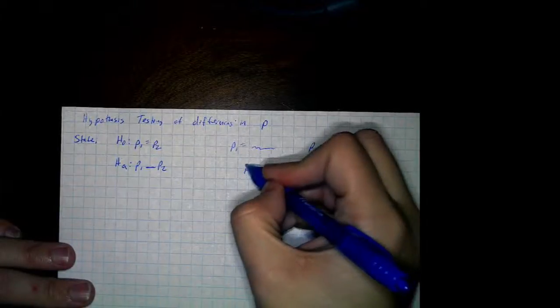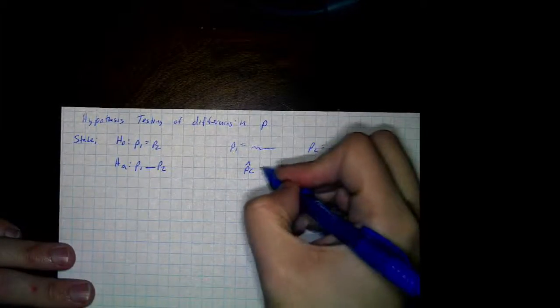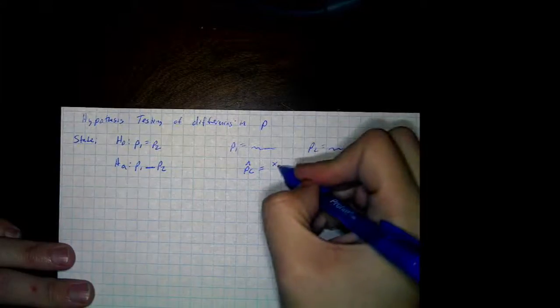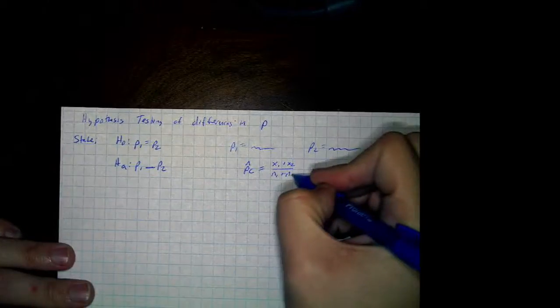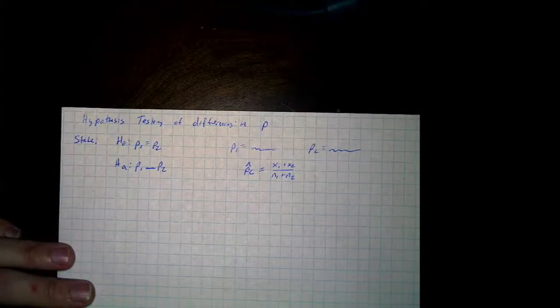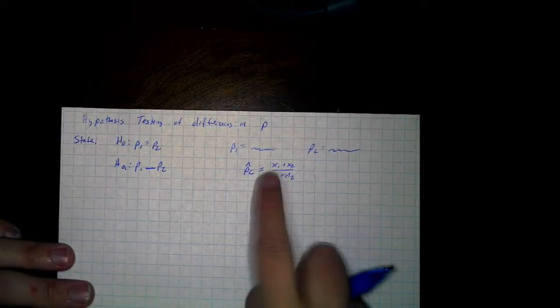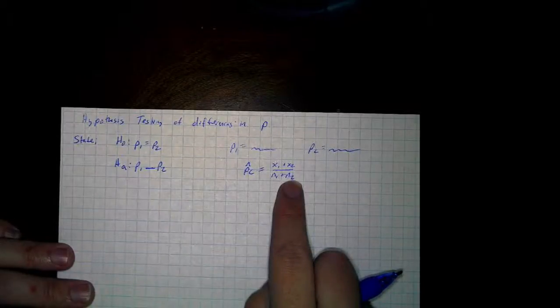Okay? There is a last piece that is very important. You need to tell me what your P hat C is. It's x1 plus x2 over n1 plus n2. Okay, we're going to talk about this. x1 plus x2, n1 plus n2. And then it's P hat C. It's the proportion combined. It's your P hat combined.